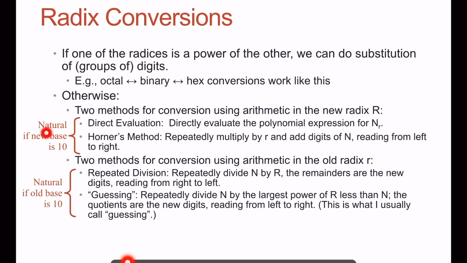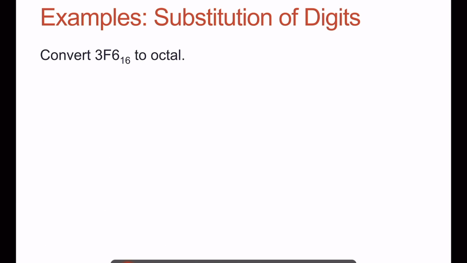If the new base you're converting to is base 10, so you're converting from any radix into decimal, you can either use direct evaluation or Horner's method. I find direct evaluation is usually the easiest, but I'll show you both of those. If you're converting from radix 10 into another radix, then the easiest thing to do is what I call guessing. You can also use a technique called repeated division, and I'll show you both of those. So let's start off with looking at substitution of digits.